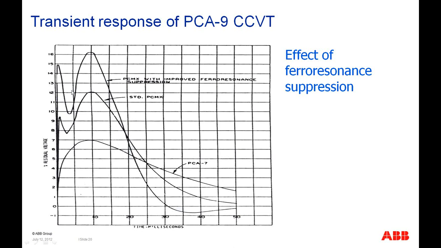Whereas the PCMX type design, which is more used for metering, has an active ferroresonance suppression, but it has a much higher response, and it goes up to 16% overvoltage temporarily before it brings down, but it brings down much faster.